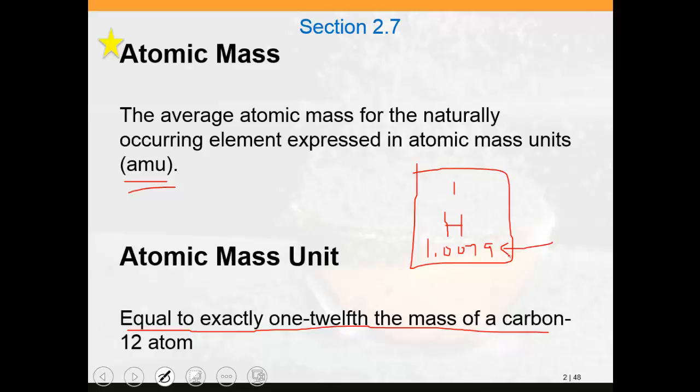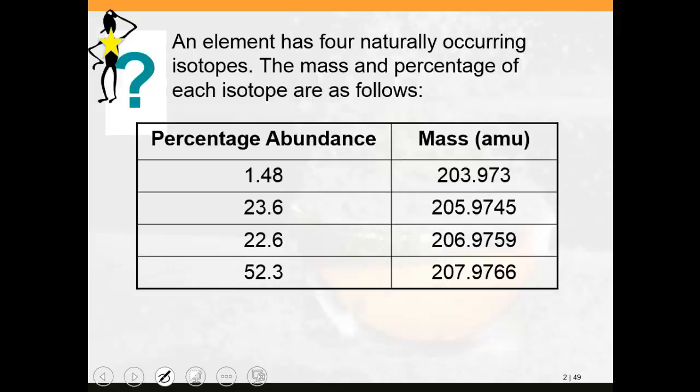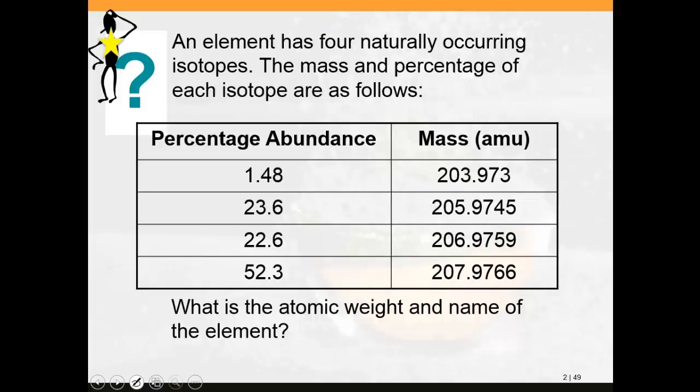It's called a weighted average. And we're going to look at what a weighted average is. And it has to deal with how many isotopes a particular element has, and for those isotopes, what is their percent abundance in nature? So it says an element has 4 naturally occurring isotopes. And so given the following data, here are the masses in AMUs of the 4 isotopes and their percent abundances.